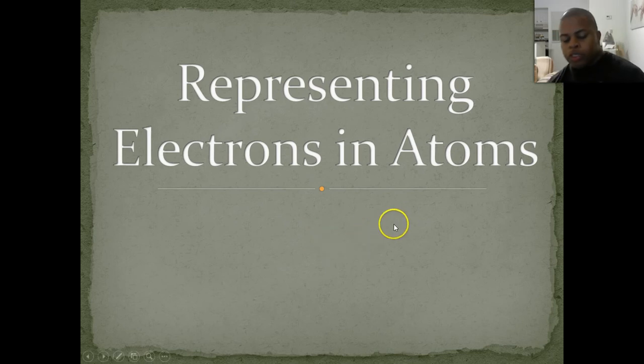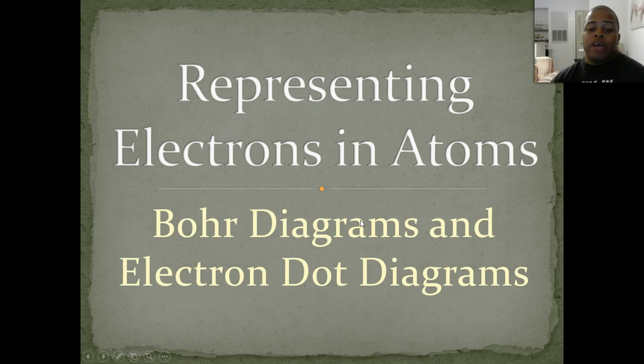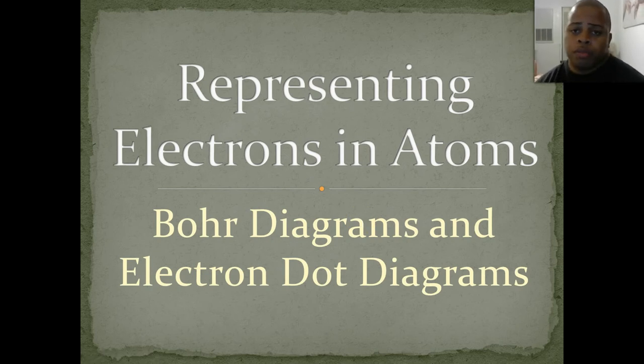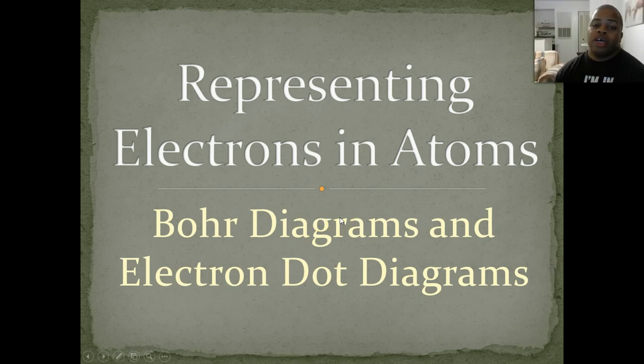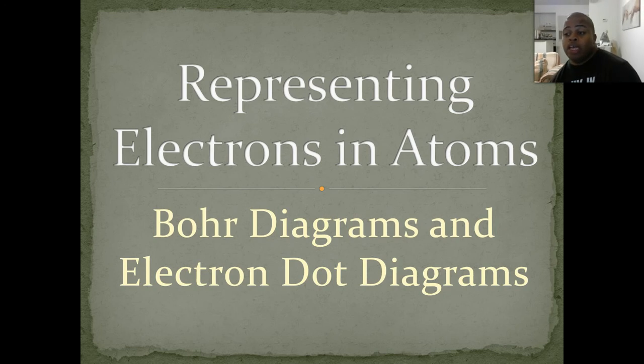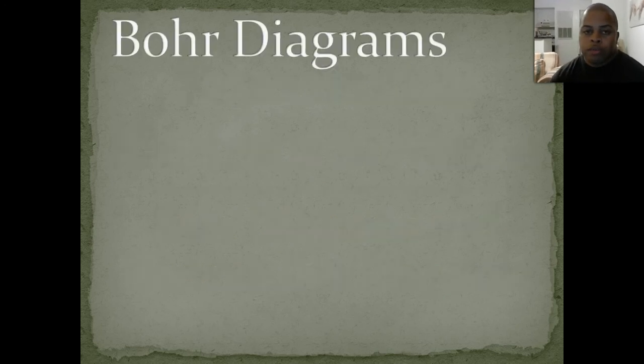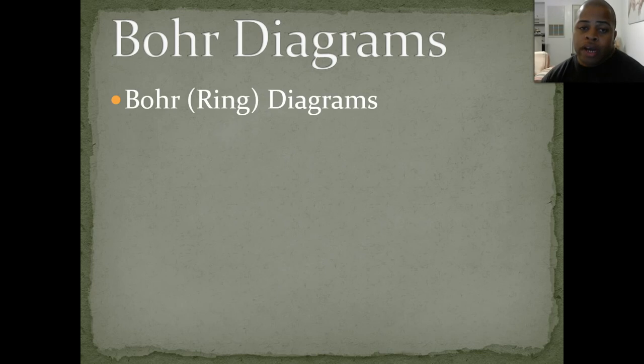So, we use two main models in order to do this. We use Bohr diagrams and we use electron dot diagrams, or Lewis structures as we'll call them. But keep in mind, these are going to be two simple ways that we can use to represent the electrons in an atom, in a neutral atom that we're going to deal with. So start with Bohr diagrams.